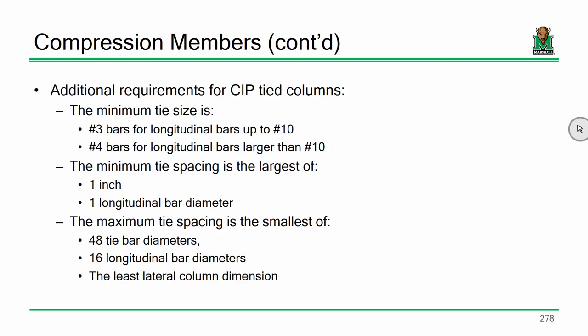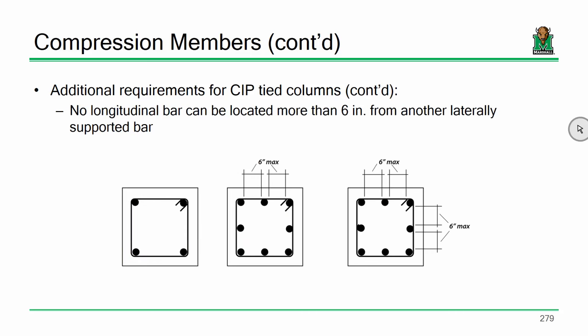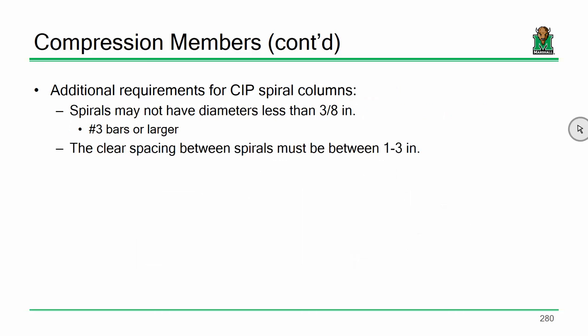So some additional requirements for cast-in-place tied columns. Your minimum tie size is either a number 3 or a number 4, depending on how big your longitudinal bars are. Your minimum tie spacing is either an inch or the longitudinal bar diameter. Your maximum tie spacing is the smallest of 48 tie bar diameters, 16 longitudinal bar diameters, or the least column dimension. And honestly, you end up detailing most of the time based off your maximum spacing, not your minimum. That longitudinal bar inside the column can't be more than 6 inches away from the next one. For spiral columns, you gotta have spirals that are number 3s or larger, and that spacing tends to be pretty tight.